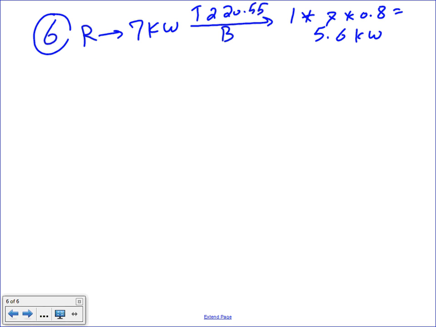Piece of cake. Here, I equals 5.6 divided by 240, and now we start doing all the calculations based on the table. 5.6 divided by 240 times 1000 equals 23 amps. 23 amps.